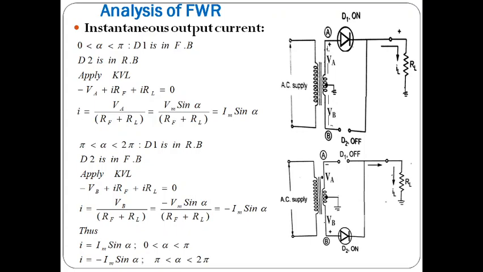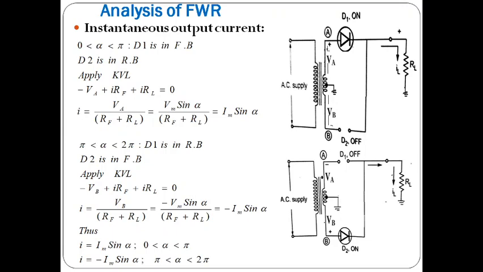These two are our instantaneous output currents. Similarly, if you want to write in terms of voltage, then it is equal to Vm sin α in the time period of 0 to π, and minus Vm sin α in the time period of π to 2π. Simple. Yes. Now again we need to calculate the parameters of our full wave rectifier.